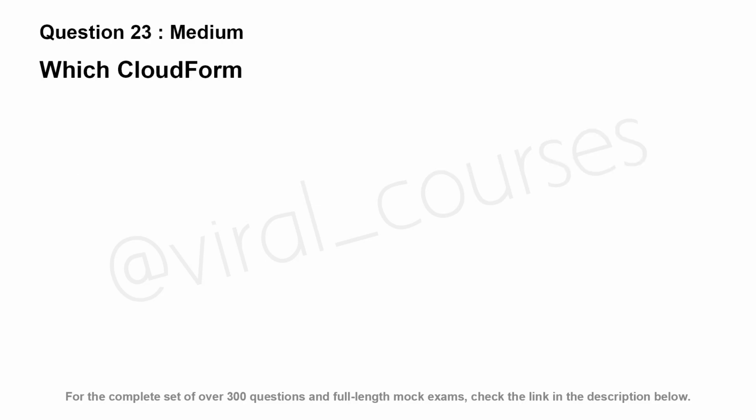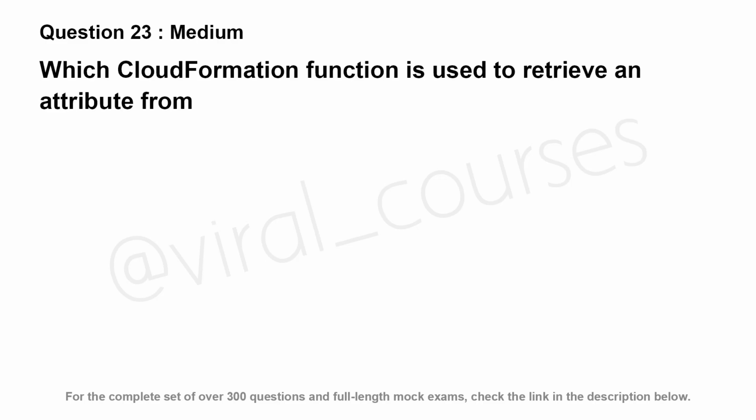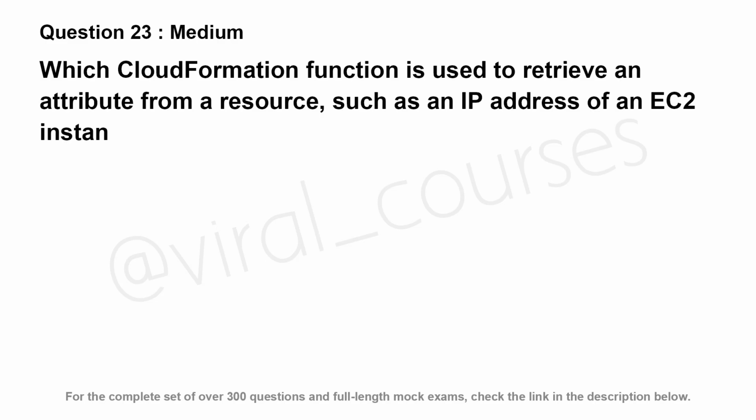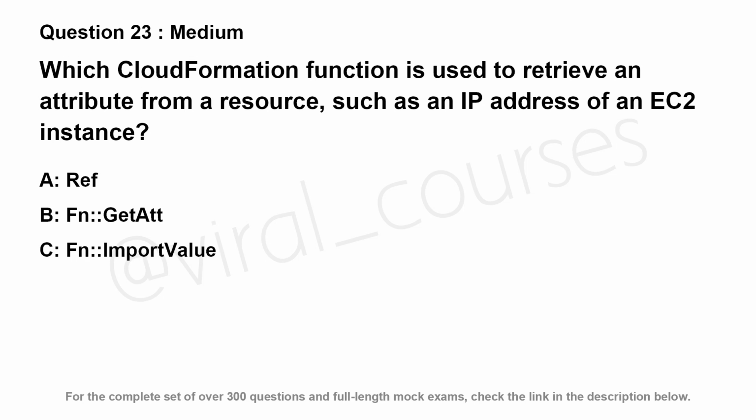Which CloudFormation function is used to retrieve an attribute from a resource, such as an IP address of an EC2 instance? Option A, Ref. Option B, Fn::GetAtt. Option C, Fn::ImportValue. Option D, Fn::Join.